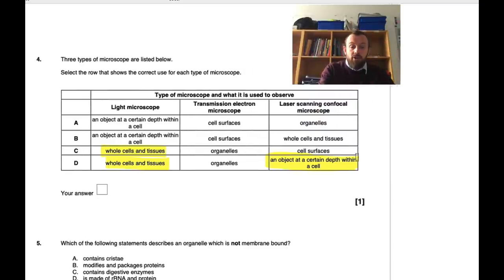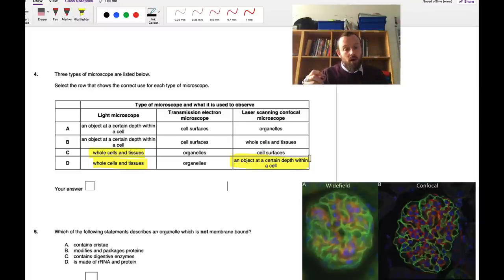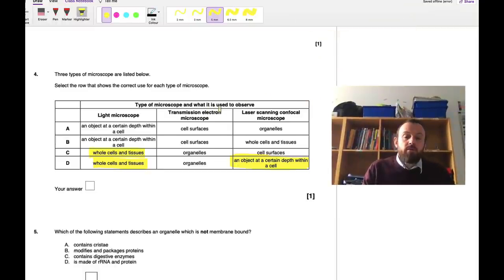I'll throw in a little image here of kind of how that works, and basically the lasers can focus their light on a certain plane within the cell. So you get to look at just one two-dimensional plane within a larger block of cells or tissue without actually slicing it, because the lasers can be focused very exactly. So that's how it works. Transmission electron microscope gives us enough resolution to see organelles in the inside of a cell. So the answer here is D.